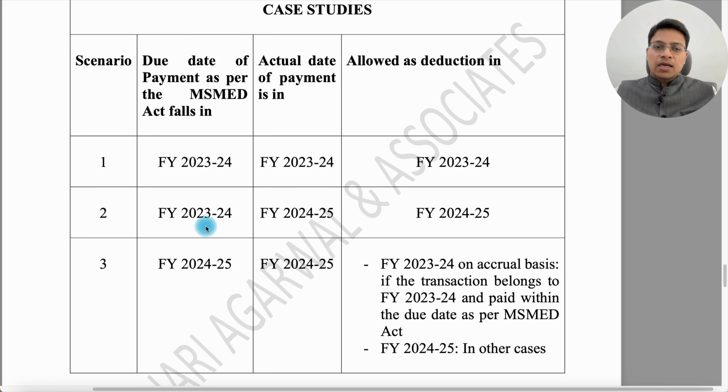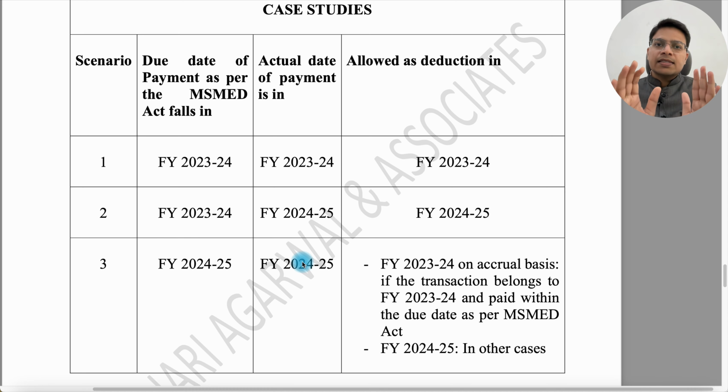Coming to the third example, the due date as per the MSMED Act is financial year 24-25. Your actual payment date is also 24-25. Let's say the transaction belongs to 23-24, or let's say the invoice date or the date of acceptance is financial year 23-24. So basically, for you to understand in simple terms, the invoice date or the date of transaction is falling in financial year 23-24. The due date as per the MSMED Act falls in 24-25. And you are making the payment to the supplier within the due date.